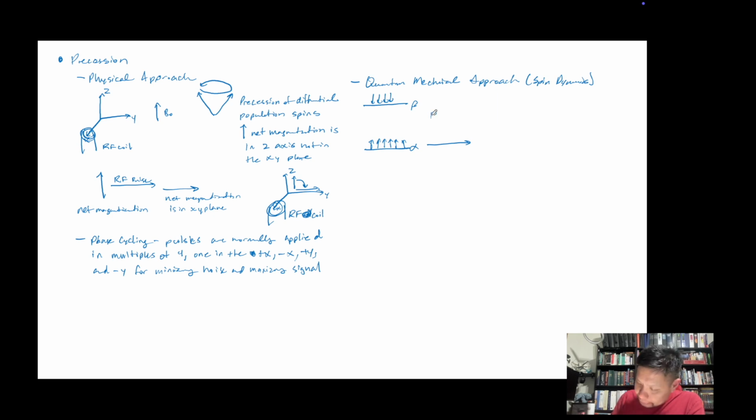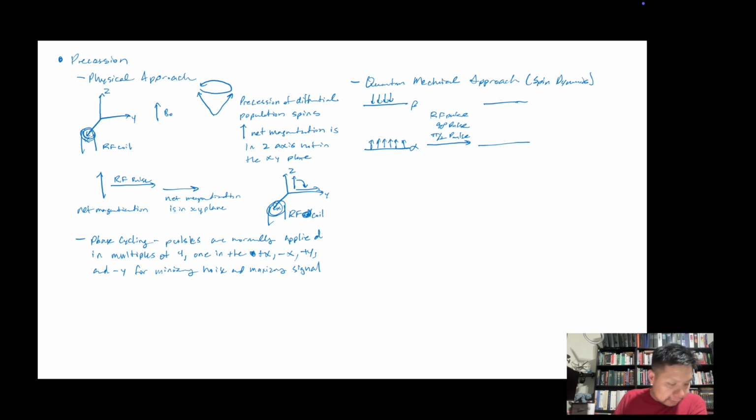so the RF pulse, we'll say it's a 90-degree pulse, or a pi divided by 2 pulse if you're into radians, right? What happens is that we get an equalization of the population, and there's no net magnetization.